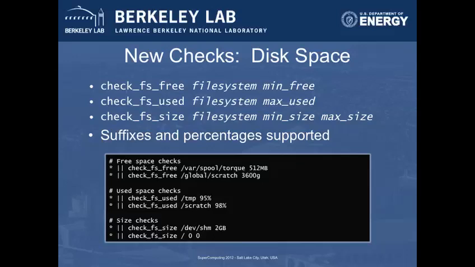So the checks are basically self-explanatory. One interesting thing is you can specify the sizes as an absolute number of kilobytes, or you can specify it with a suffix, either like G or GB, either one works. Capitalization doesn't matter. It'll parse all of that stuff out for you. Or you can specify a percentage. If you want to look for 95% full or 98% full, or you want to leave at least 5% free, all of that stuff works as well.